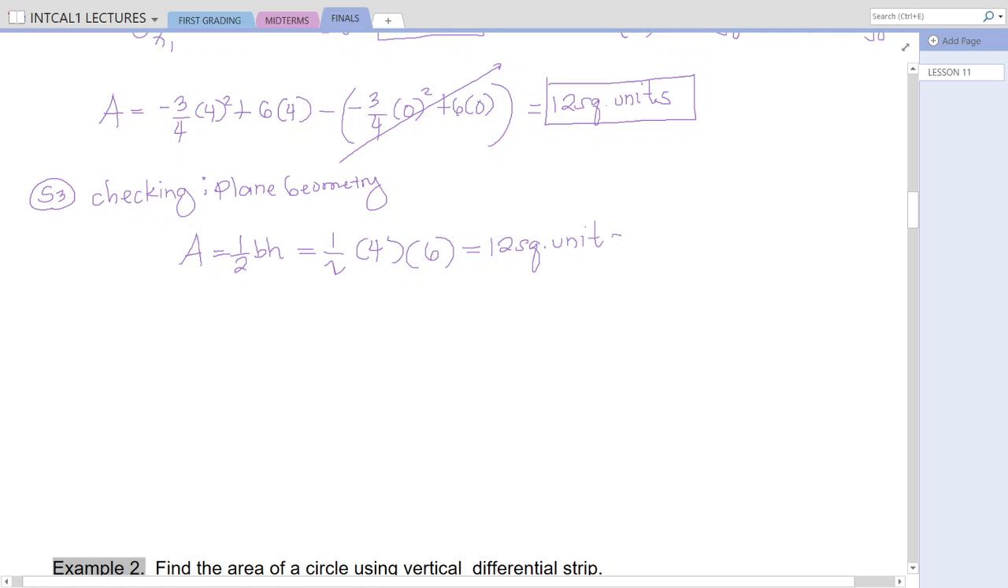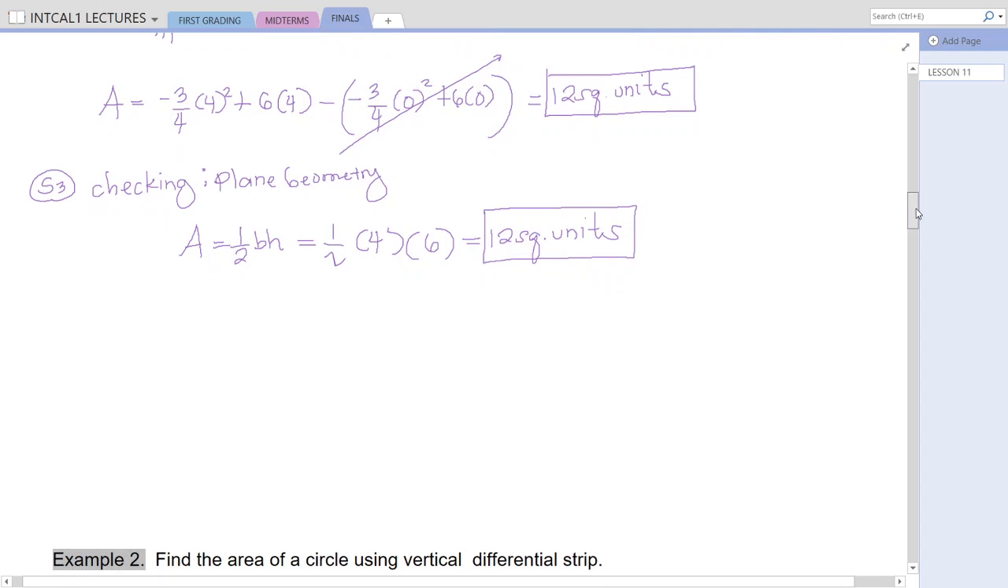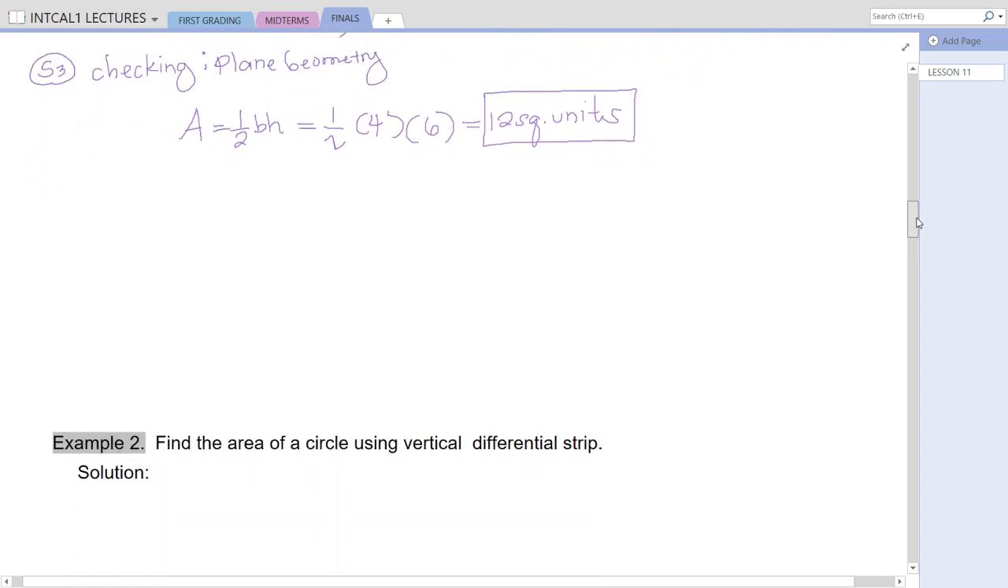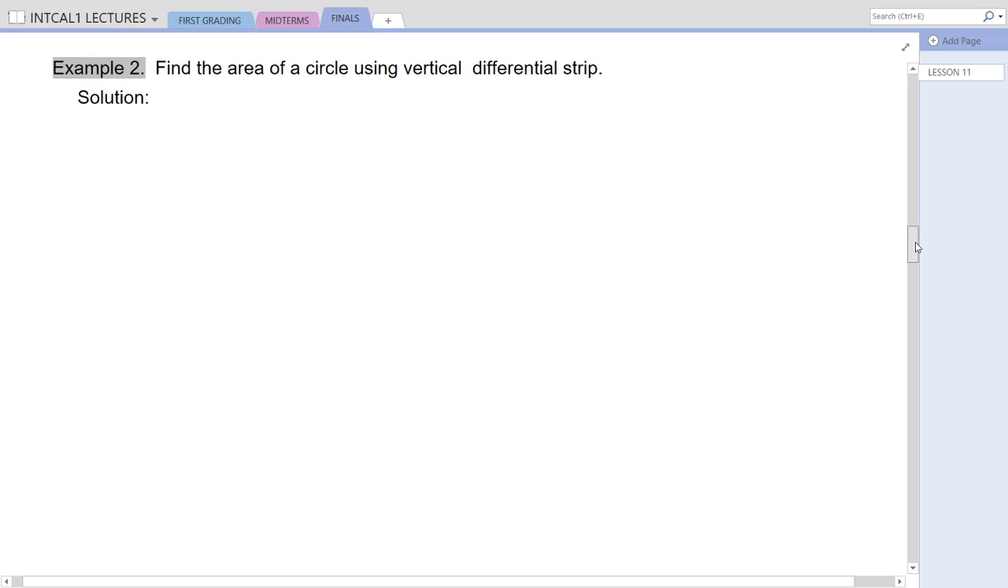Okay, so you have 3 solutions. If you have only one solution, for as long as it's correct, that is correct. Okay, so we have here example number 2. Find the area of a circle using vertical differential strip. So we are required to get the area of a circle using vertical differential strip. For your task later, you have to get the area of a circle using horizontal strip.